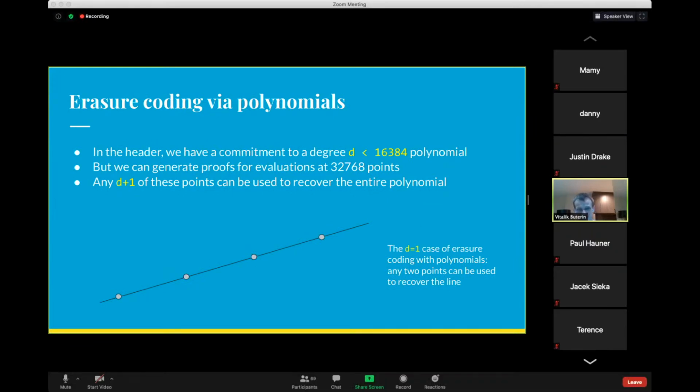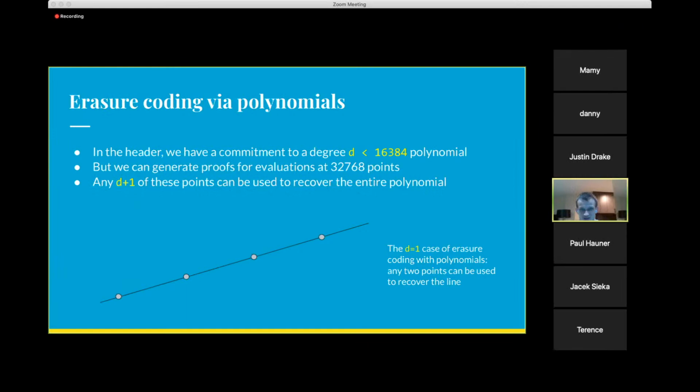But just one quick slide is this. This is just briefly going over polynomials again. The way that you do this recovery is that in the header you have a polynomial commitment, a commitment to a polynomial of degree d less than 16384. But we generate evaluations and proofs for evaluations at more than d points: 2 times the max degree, 32768 points. Any d plus 1 of these points can be used to recover the entire polynomial. The special case you probably learned in high school is d equals 1, a line: any 2 points on a line can be used to recover the line. And for higher degree polynomials, d plus 1 points can recover it.